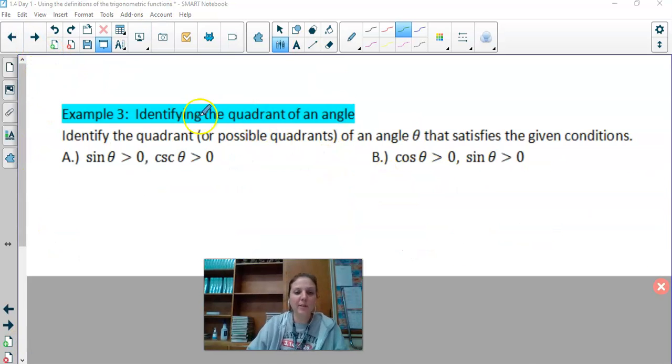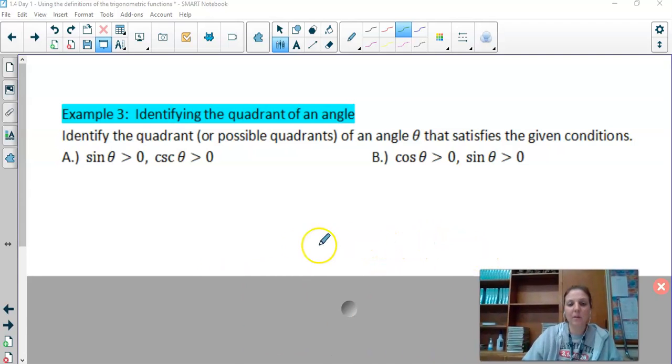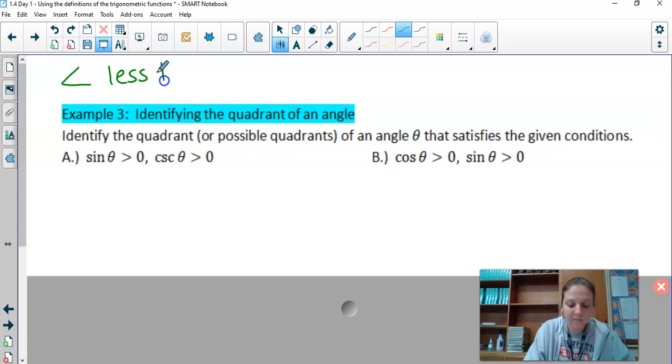In this section, we're identifying the quadrant of an angle. So copy down the problems, and you're going to need that table again with the plus and minuses. If you can't remember which of these symbols is greater than and less than, what you do is you take your left hand, you set it on your paper, and that would be your less than symbol. The other hand then is your greater than.